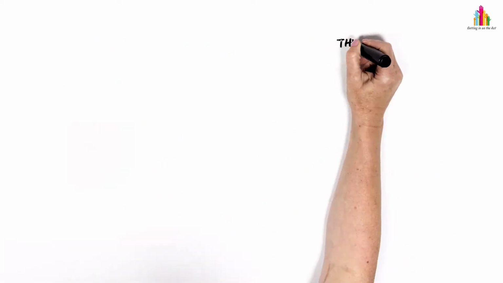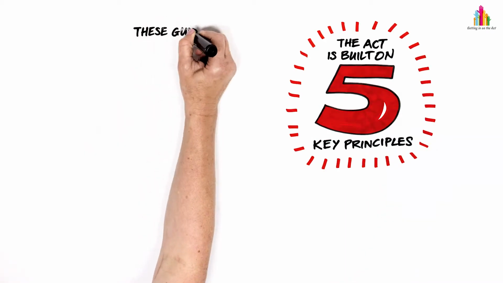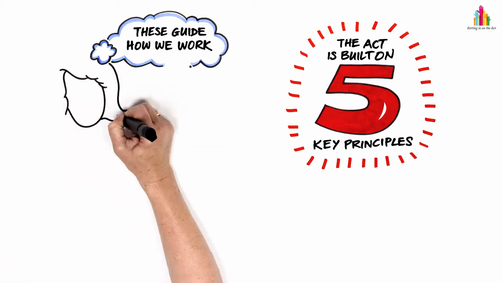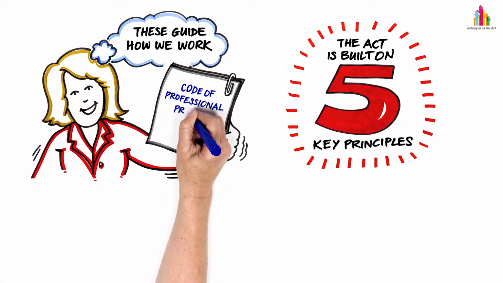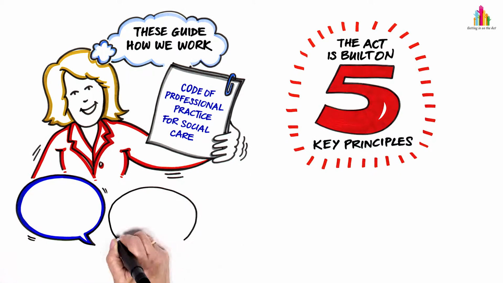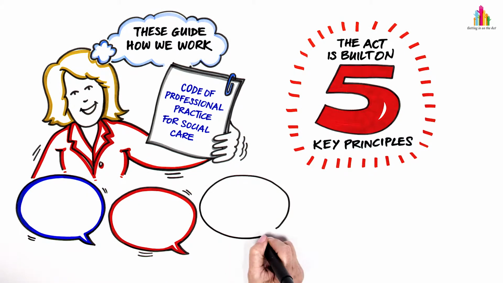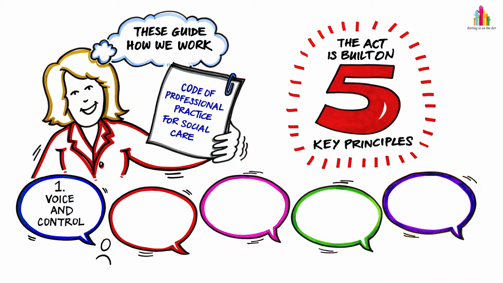Principles. The Act is built on 5 key principles. These guide how we work with people and how services will be delivered in the future. The principles are embedded in the Code of Professional Practice for Social Care. It is important that people delivering care and receiving care are familiar with and understand the principles and how these apply in practice.